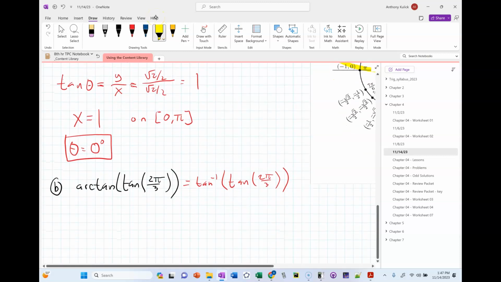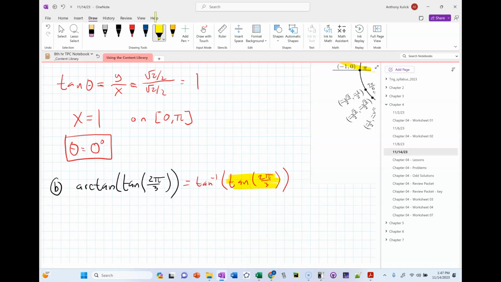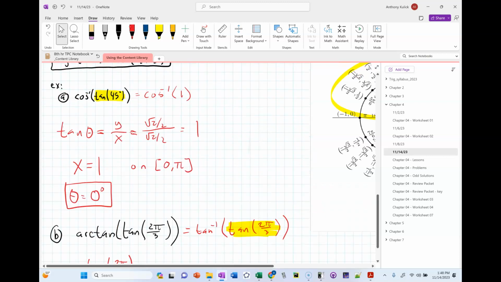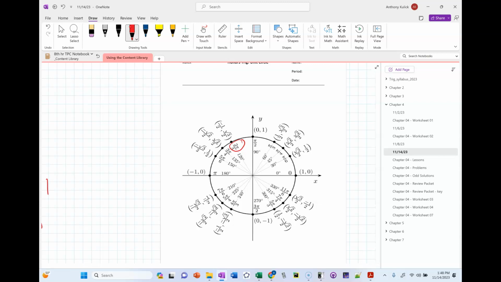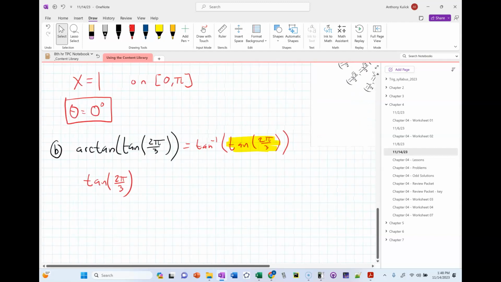All right, where do we start? Inside. Two pi over 3, is that a unit circle angle? Shoot, Mr. Kulik, I don't know. Well, let's check then. Let's see. Oh, I see it right there. And we're doing tangent of 2 pi over 3, so I need y over x. So far, so good?